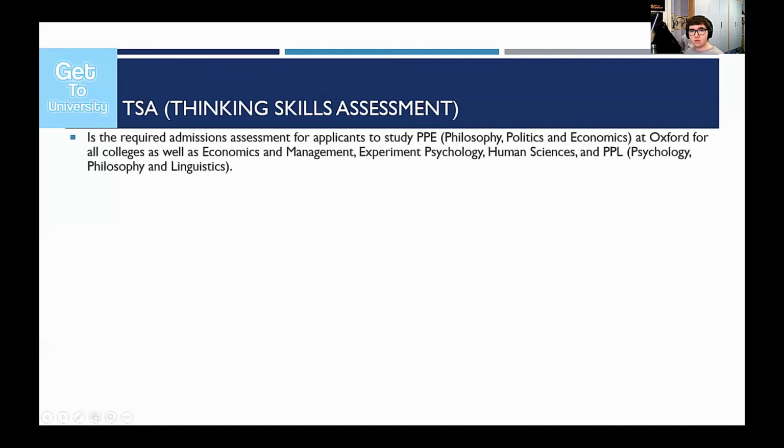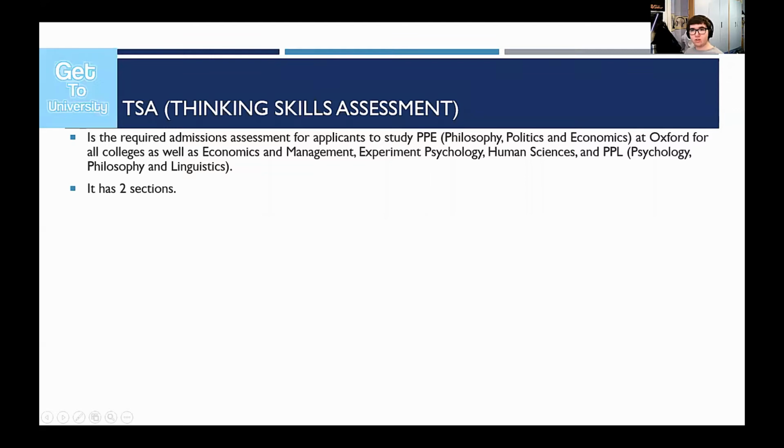The first thing I want to go through is the PPE assessment, which is the Thinking Skills Assessment, as it's called. It's not just for PPE, there are some other courses listed on there: economics and management, experimental psychology, human sciences, and PPL as well. So if anyone's interested in those, then you'll have to do that.